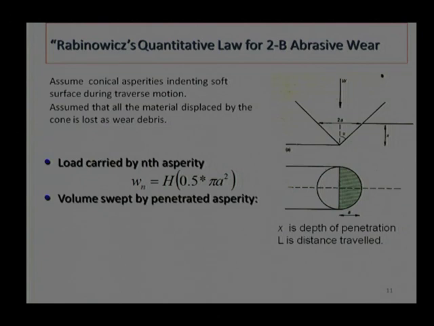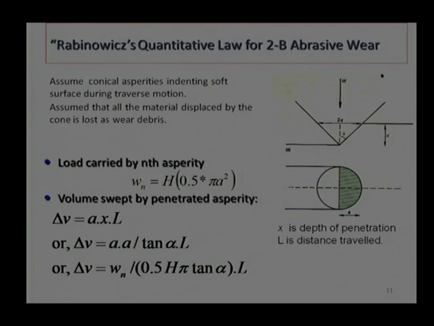We want to find out how much wear will occur on that surface. So, in that case we need to find out what is the swept volume, how much volume has been displaced. That can be figured out from the radius, distance which is traveled L, and depth of the penetration. So, depth of penetration is x, radius of the cone at the contact surface is a, and total distance travelled by this asperity is L.